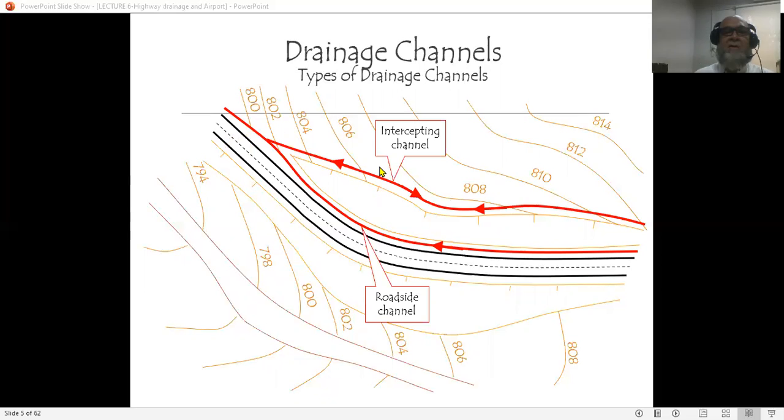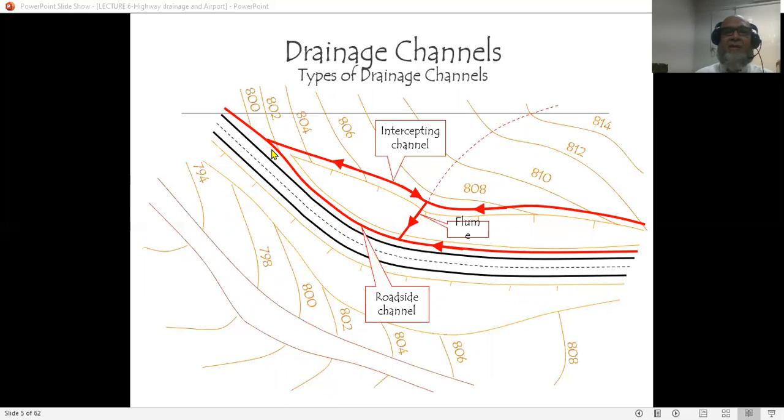Now, not only that, there is an intercepting channel, and this channel is also running. Now what is this channel taking care of? It's taking care of the water from the surroundings, from the adjacent tank, and here water is collected from the ground, from the surroundings, and they meet at this point. And this can be connected to the roadside channel as well.